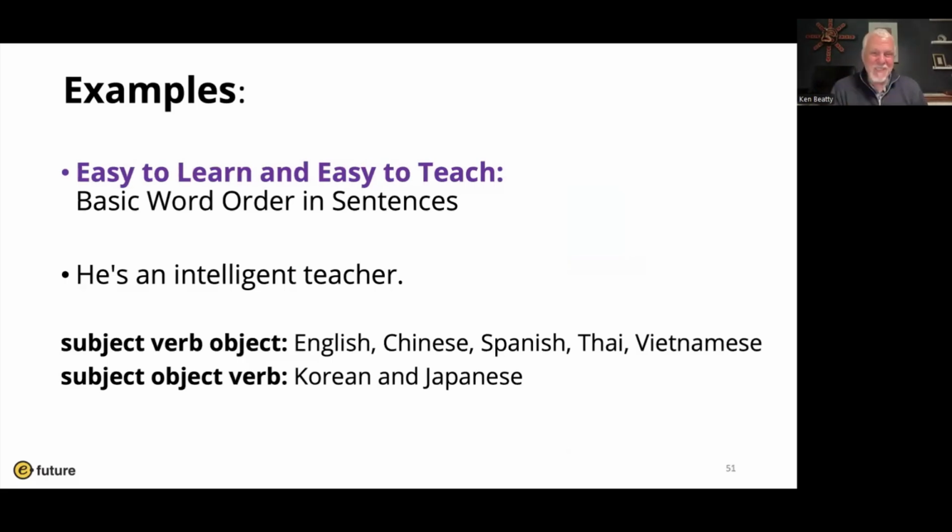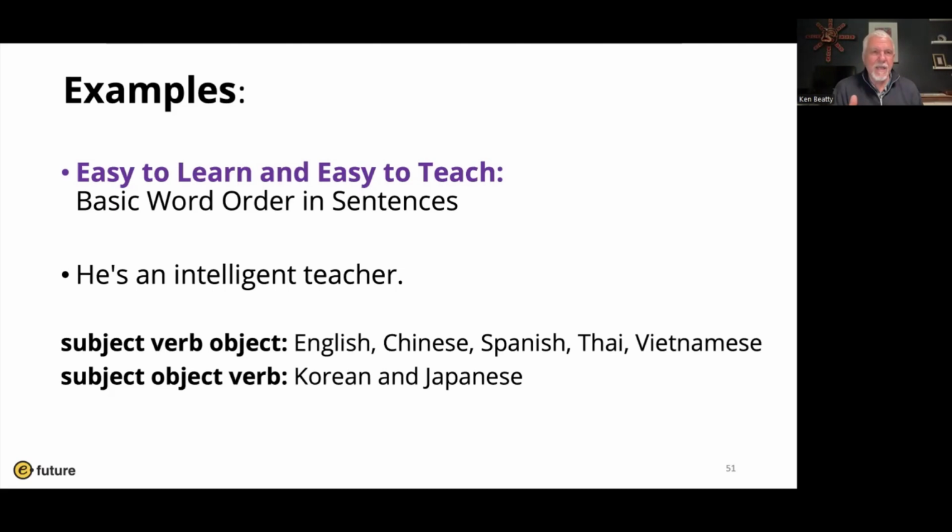So what are some examples? So easy to learn and easy to teach. That's the basic word order in sentences. He is an intelligent teacher. Oh, right. That's what you want to hear. Okay, so in English, we have subject, verb, object, but we also have subject, verb, object in Chinese and Spanish and Thai and Vietnamese, right? But in other languages, it's not. So it's subject, object, verb, like in Korean and Japanese, but it's still easy. Once you explain this to students, they get it. It's the same as in Spanish. In Spanish, the adjectives follow the nouns instead of coming beforehand.